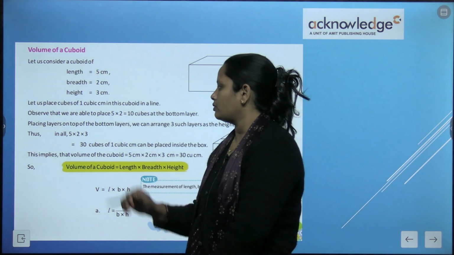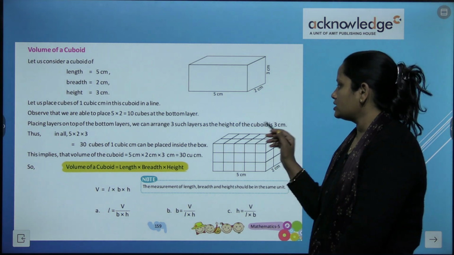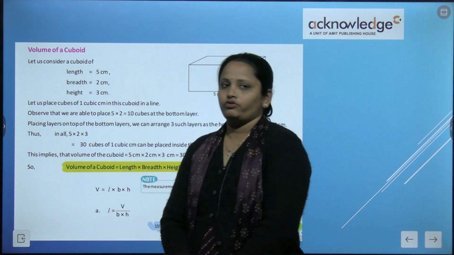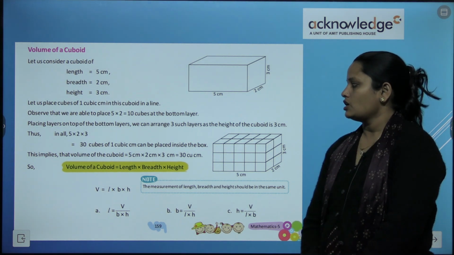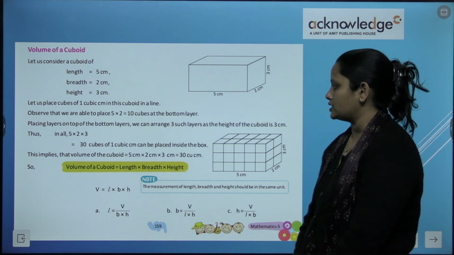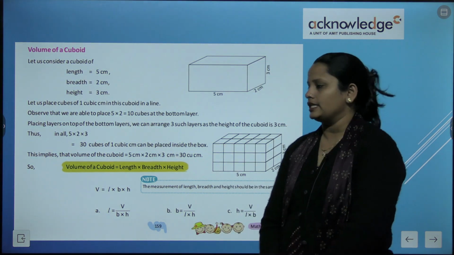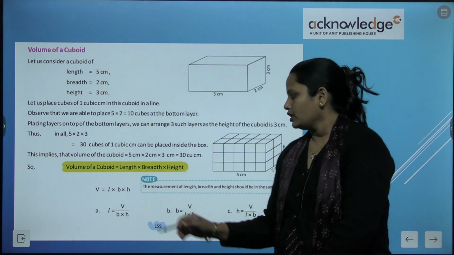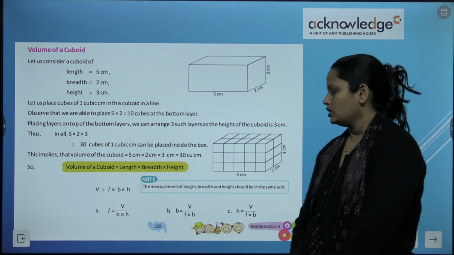Placing layers on top of the bottom layer, we can arrange 3 such layers. और ऐसे हम 3 layers बना सकते हैं, as the height of the cuboid is 3 centimeter. Now, in all, 5 multiplied by 2 multiplied by 3, which is equal to 30 cubes of 1 cubic centimeter can be placed inside the box. So here, the volume of cuboid is length multiply breadth multiply height. So here the volume is L multiply B multiply H.